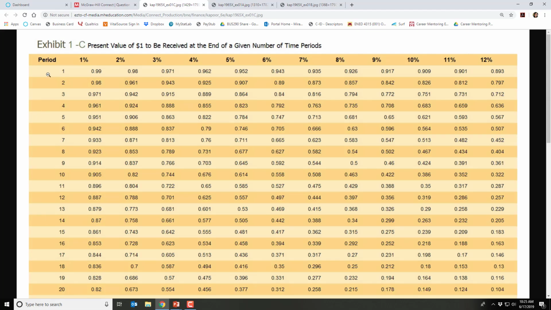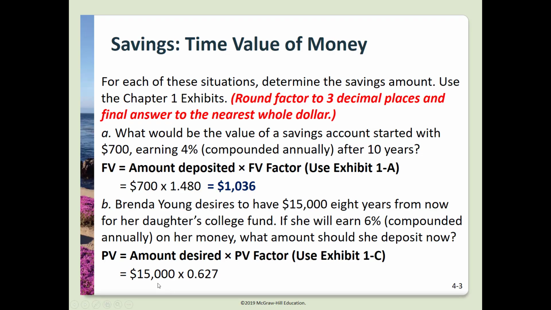So here's Exhibit 1C. And under the period, we're going to go down to the 8 years. So I always like to find the period first to make sure I know how far I'm going to be looking down. And for the percentage, we're looking for 6%. So I'm going to go across the top till I find my 6%, and then I'll go down until I find my 8 years row. So that's 0.627 for my factor. So we'll take our desired amount, the 15,000 that Brenda wants in 8 years, times the PV factor of 0.627, and put that in our calculator, and we get $9,405. So that's how much she needs to deposit today into her daughter's college fund in order to get $15,000 in 8 years.